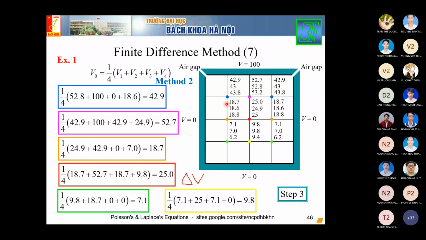Are you okay? The terminology here is the absolute error. I will type it here. Give me 1 minute. So computing the absolute error here is very important if you want to apply the iterative method, I mean the method number 2. So any question for finding delta V?